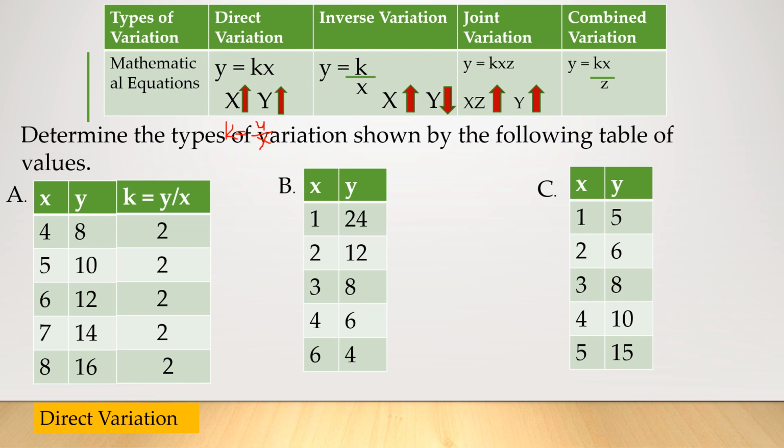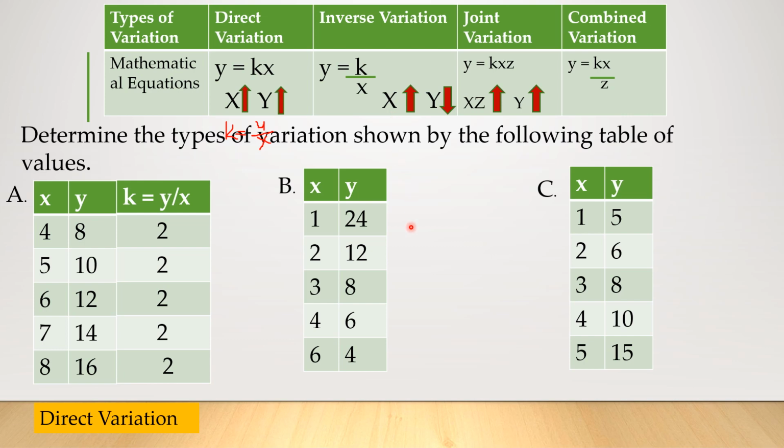Check. The values of x, 1, 2, 3, 4, 6, are increasing. But the values of y, 24, 12, 8, 6, 4, are decreasing. Which means two quantities, either direct or inverse. But this time, the values of y are decreasing, which means inverse variation.